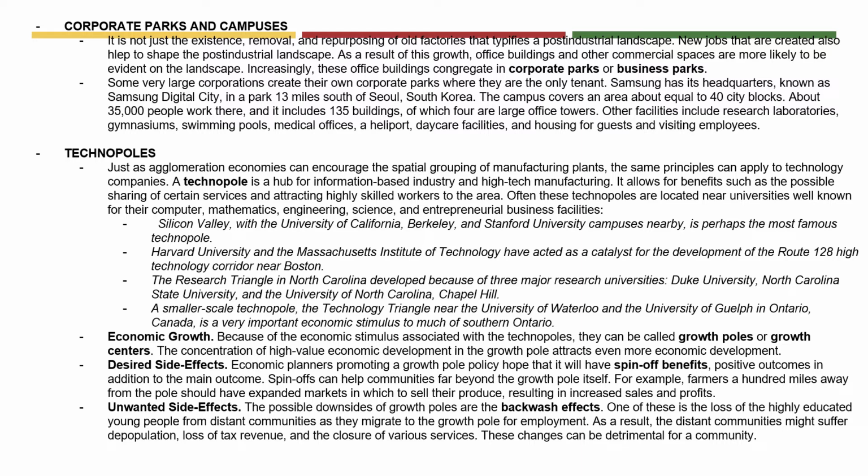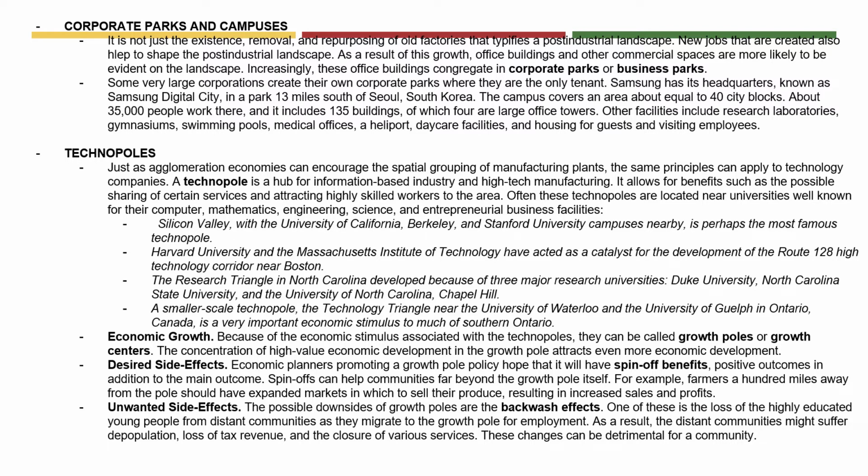most famous. Harvard University and the Massachusetts Institute of Technology, MIT, have acted as a catalyst for the development of the Route 128 high technology corridor near Boston. The Research Triangle in North Carolina developed because of the 3 major universities, Duke, North Carolina State, and the University of North Carolina, Chapel Hill. A smaller scale technopole, the Technology Triangle near the University of Waterloo in Canada, has become a very important economic stimulus to much of southern Ontario.